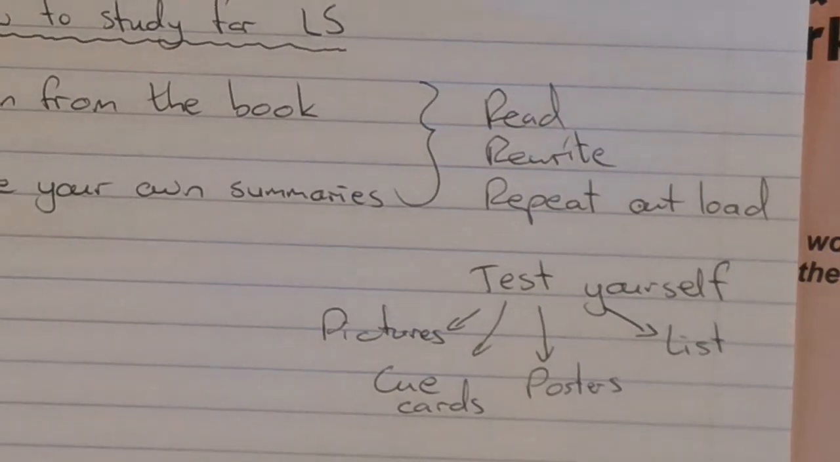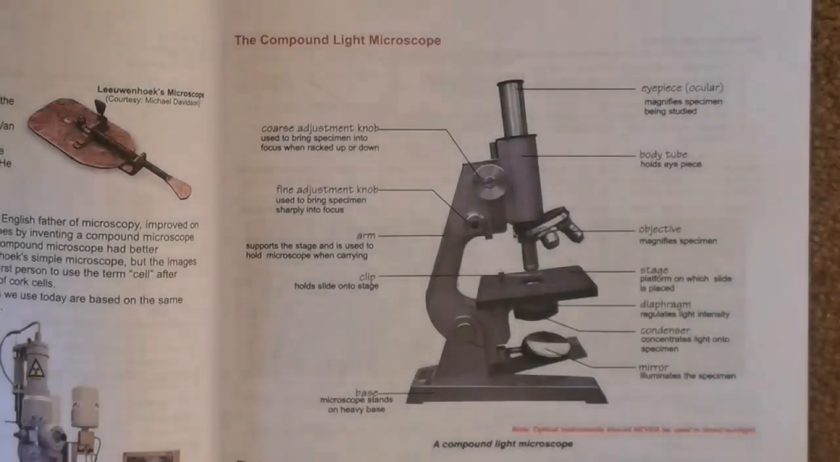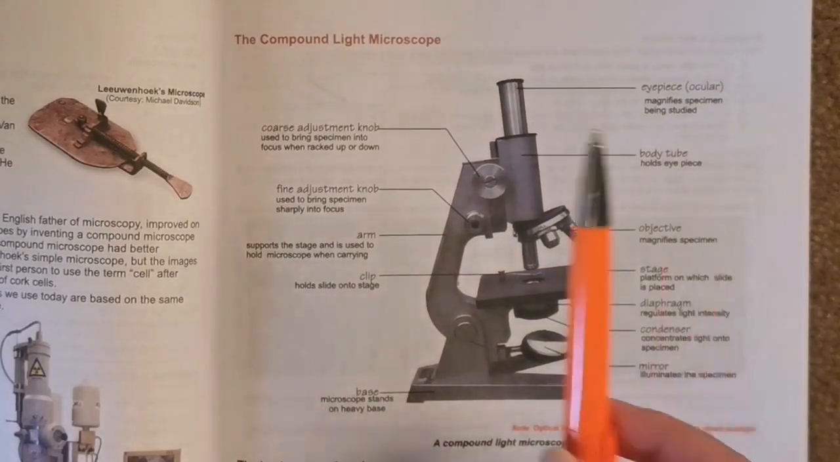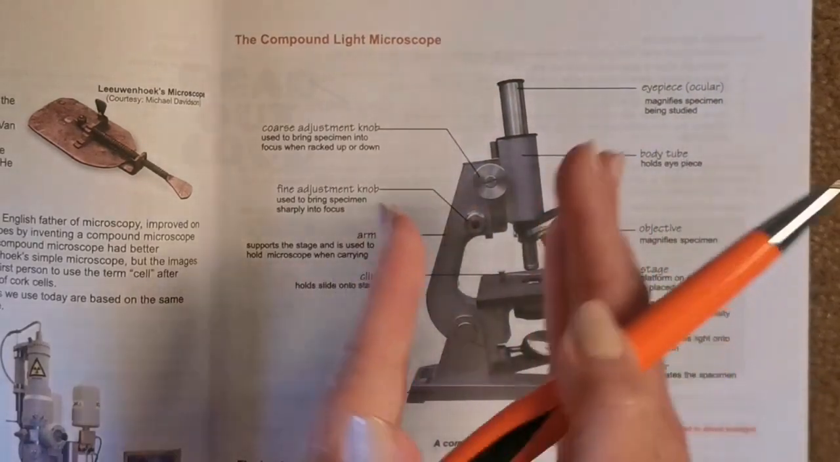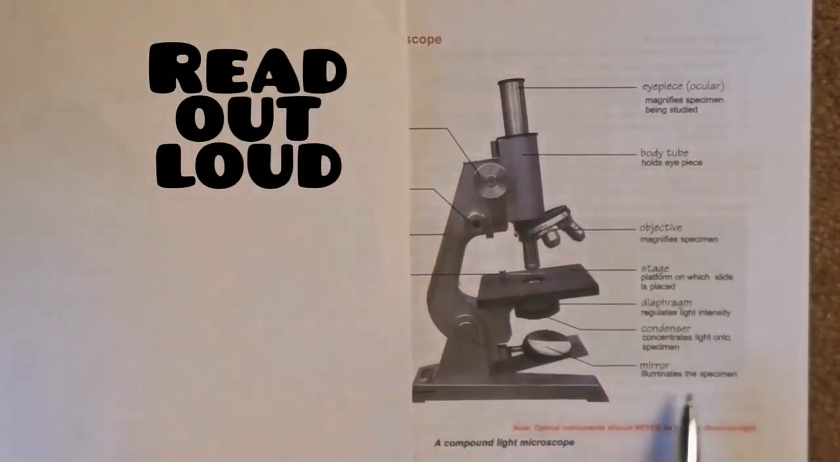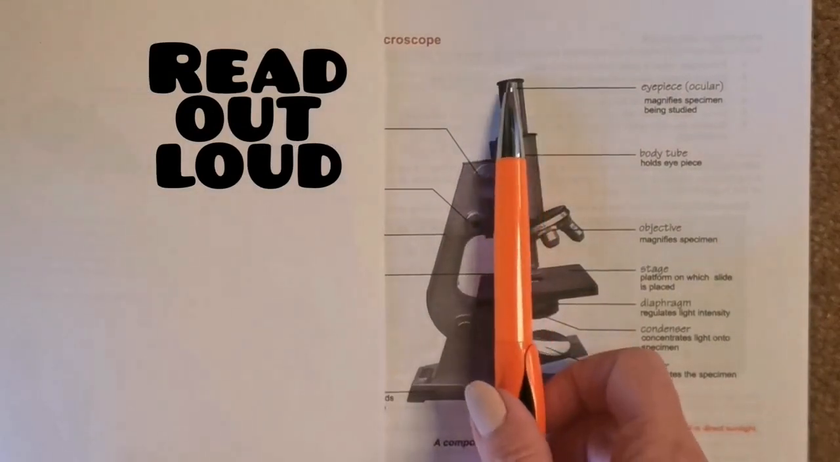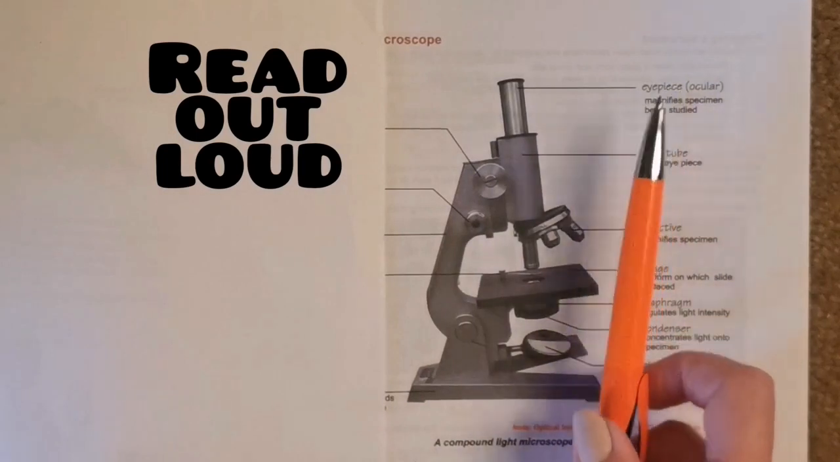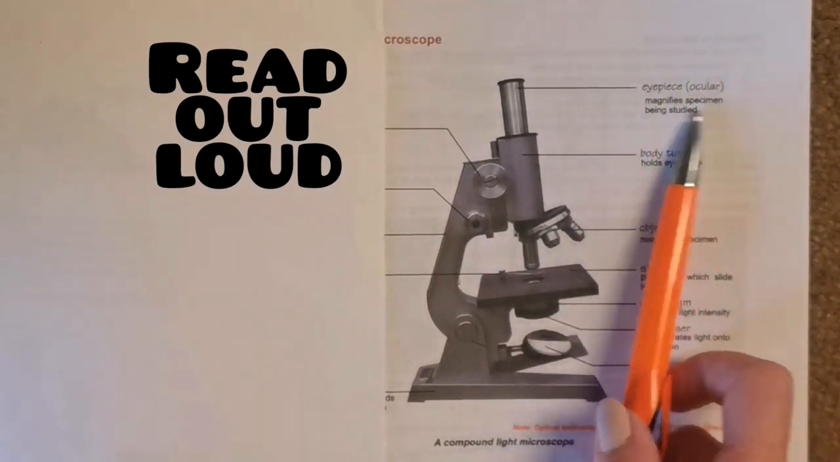So let's go back to the microscope. Let's pretend we need to study the microscope. So to study the microscope, I'm going to open my textbook. I'm on page 9, and now I'm ready to study the microscope. So I look at this picture, and out loud, I'm going to read. I'm going to not learn everything at the same time. I'm going to just learn those on the right-hand side. So I'm going to say to myself, I read it. Okay, the top thingy coming out the top is the eyepiece, and it magnifies the specimen being studied.